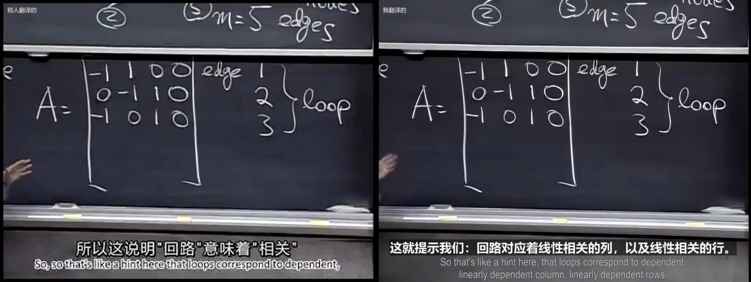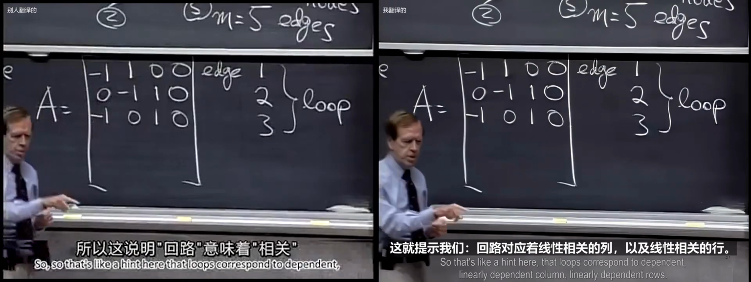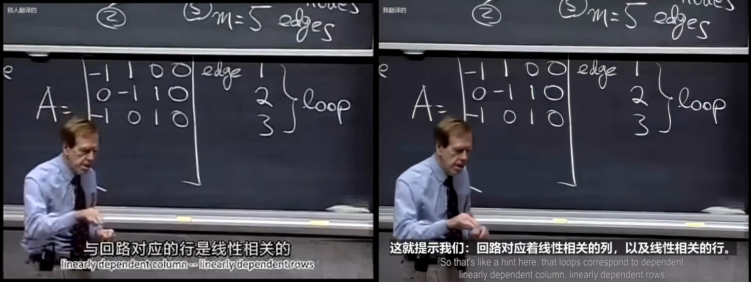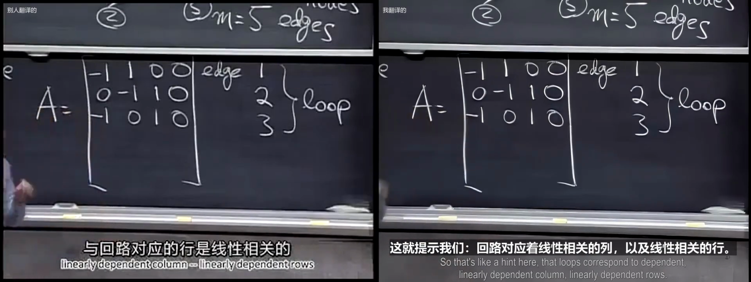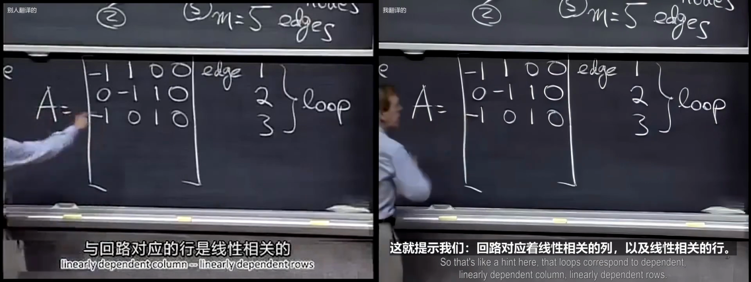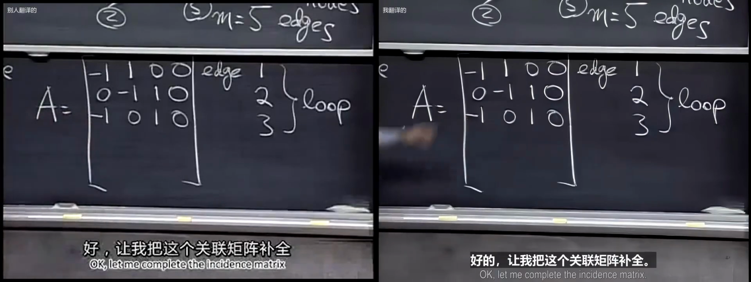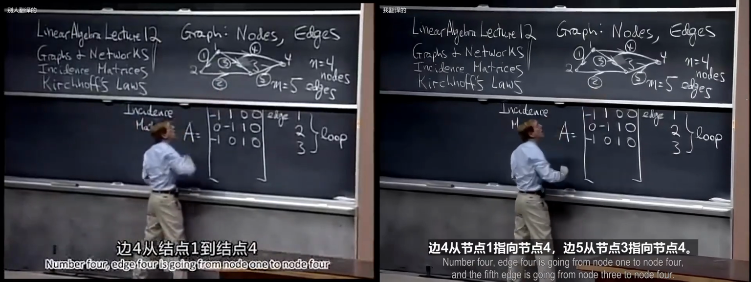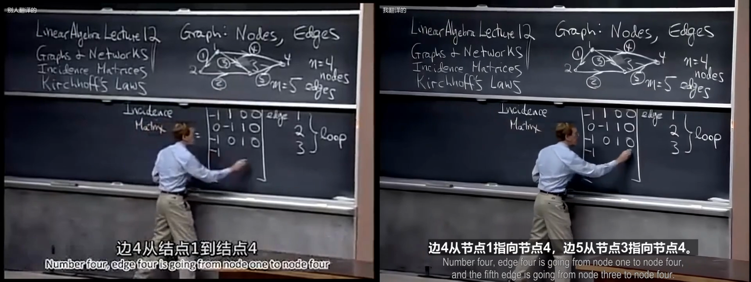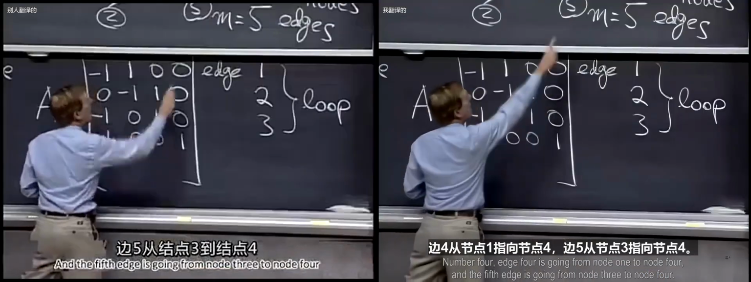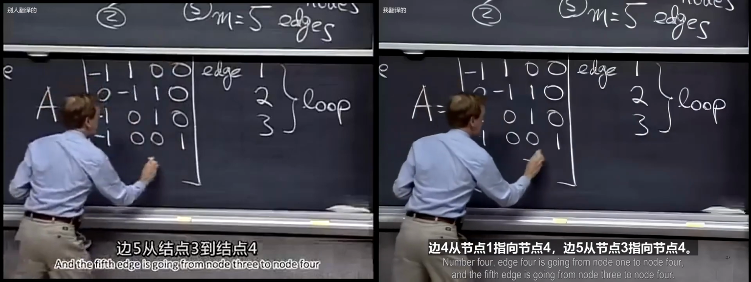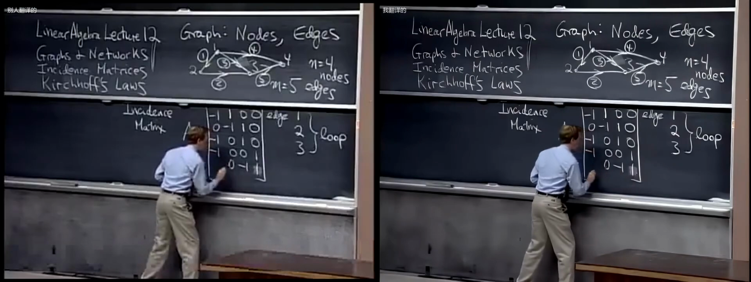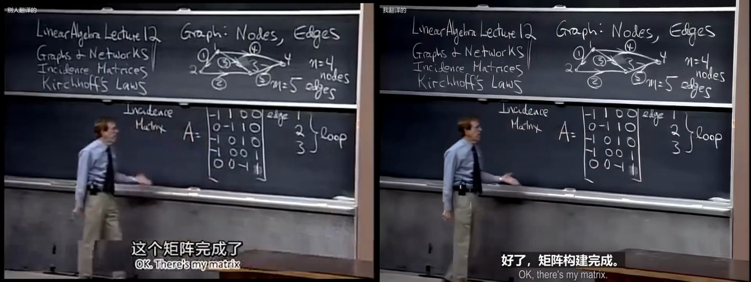So that's a hint here that loops correspond to linearly dependent rows. Okay, let me complete the incidence matrix. Edge 4 is going from node 1 to node 4. And the 5th edge is going from node 3 to node 4. Okay, there's my matrix.